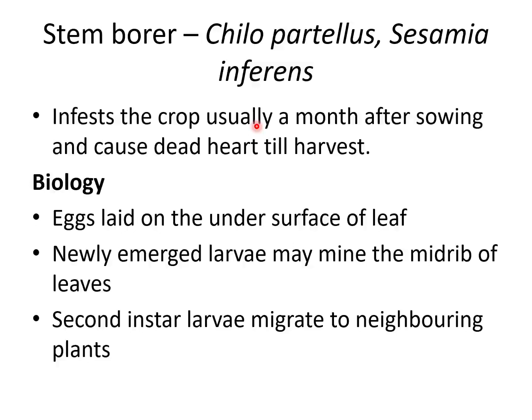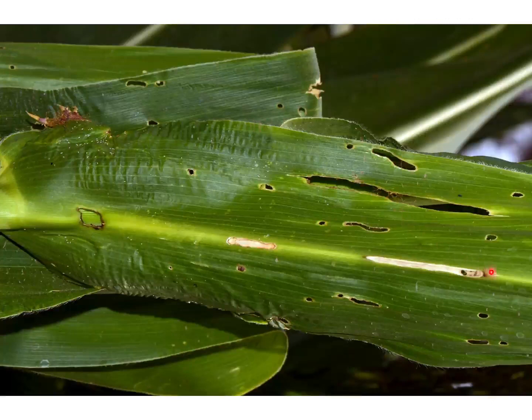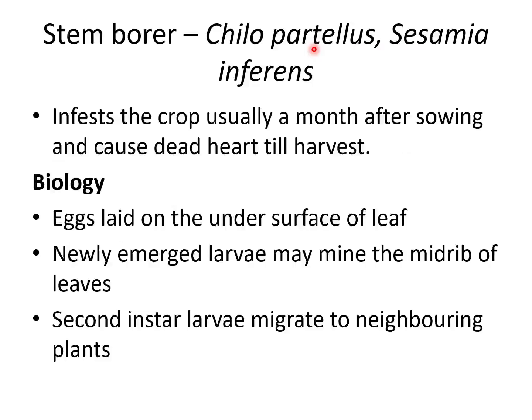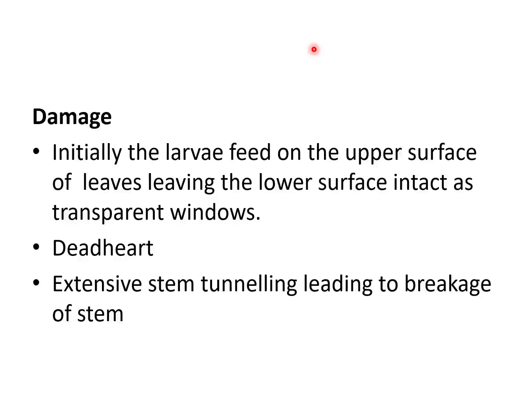I will show you a picture of mining of the midrib by these neonates. You can see the midrib, the color has changed to white. This is the mining of the midrib by the neonate larvae. Another typical feature is, see over here, the larvae scrape the upper surface of the leaf, leaving only the lower epidermis intact, and we can see transparent windows. You can see it over here, because the upper surface of the leaves is fed on by the larvae, leaving only the lower epidermis, and we can see transparent windows. That is a typical feature of stem borer infestation.